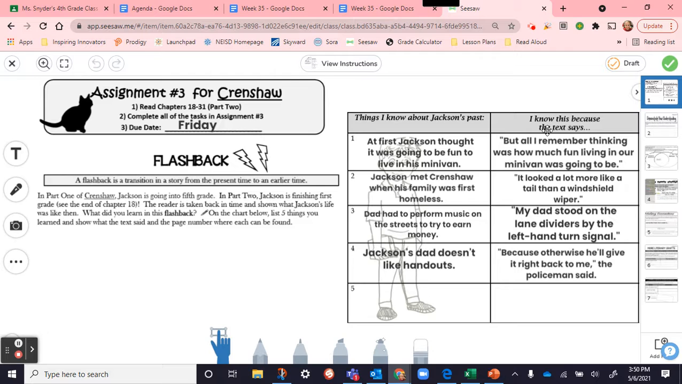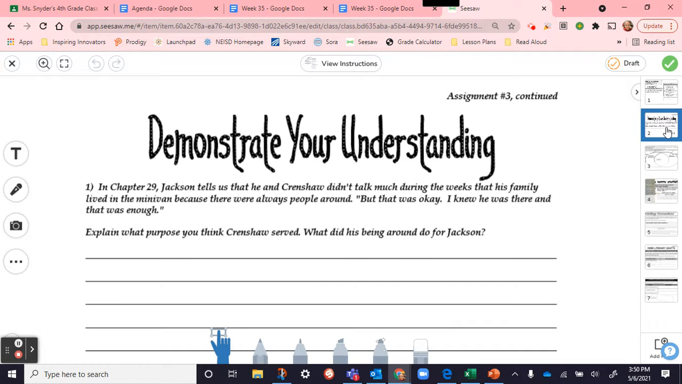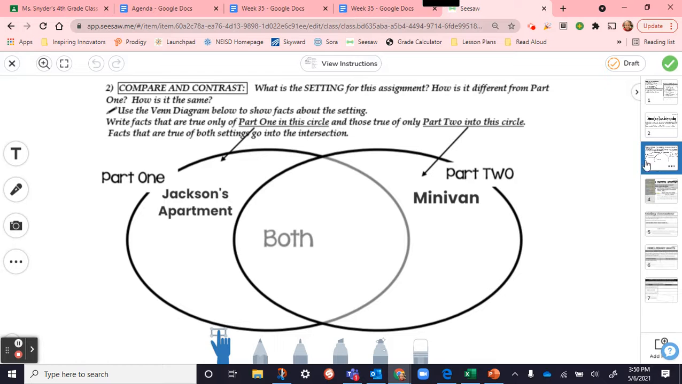Here's some things that we learned and where some of those areas are in the text. And then on page 2, we haven't read this chapter yet, so we skipped over that. Page 3, we just labeled the settings so far. So part 1 is all in Jackson's apartment. Part 2 is mainly focusing on that time spent in the minivan.